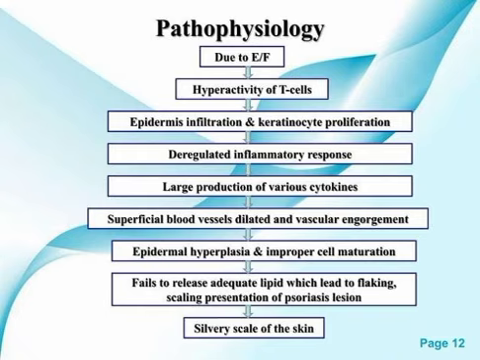Next, the superficial blood vessels get dilated and lead to vascular encroachment. After that, it may lead to improper cell maturation and fails to release the adequate liquid, which leads to flaking, scaling presentations of the psoriasis lesions and causes the silvery scale of the skin. So, this is the pathophysiology of psoriasis.